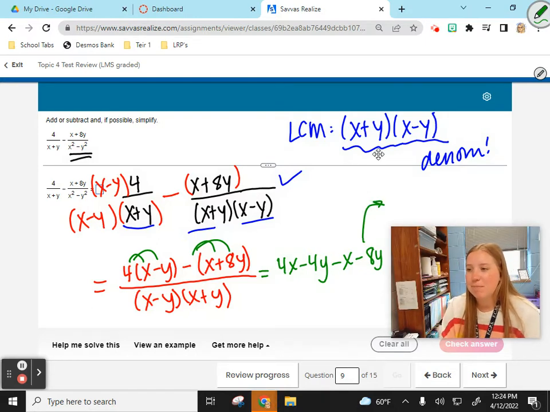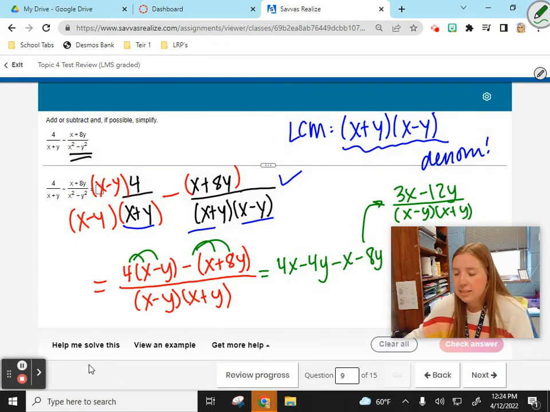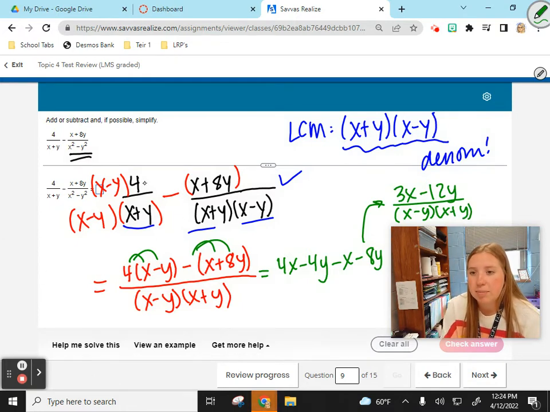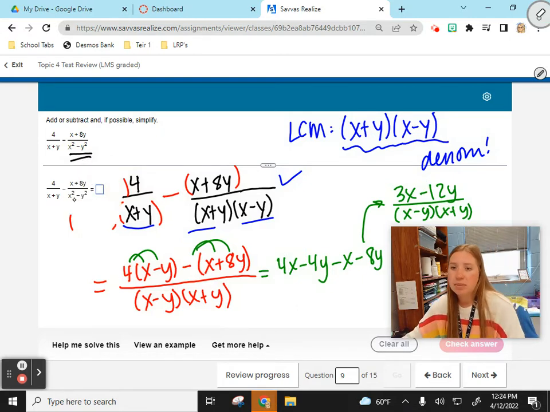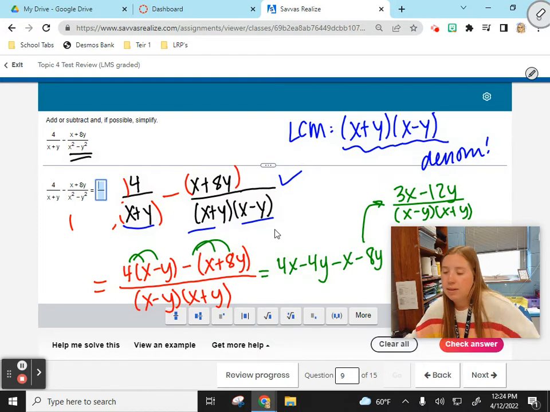Now I'm going to just combine like terms. 4x minus x is 3x. 4y minus 8y is minus 12y. And that's over x minus y times x plus y. And now I'm ready to go ahead and type this into my box. But I kind of wrote over top of it on accident. My final answer.